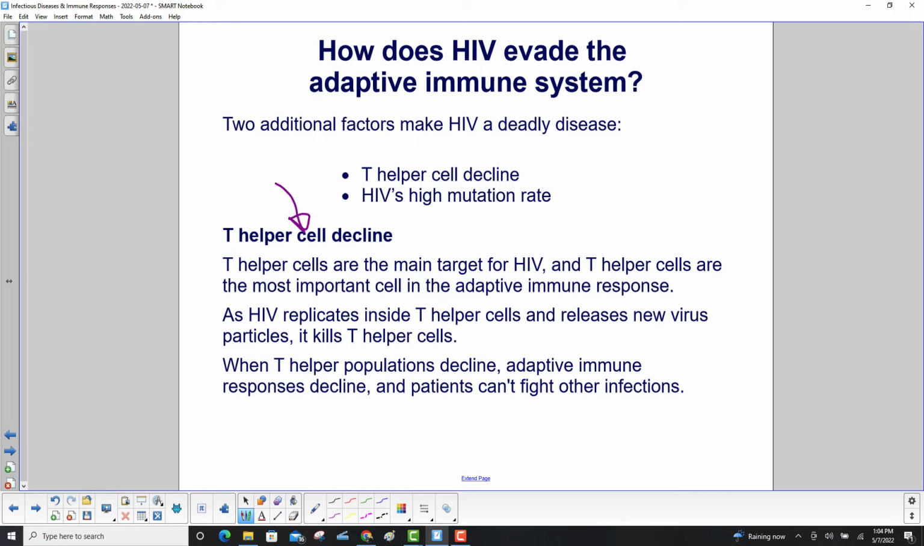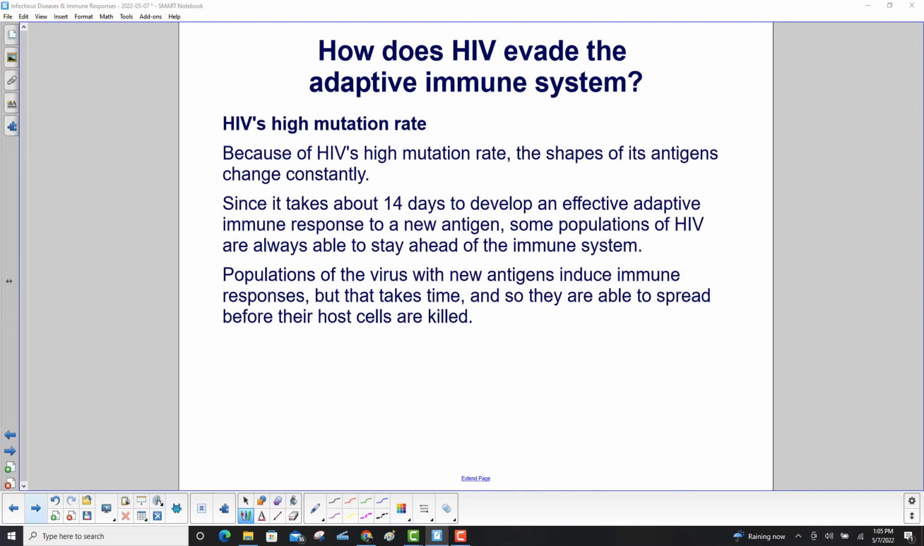When T helper populations decline, adaptive immune responses decline, and patients can't fight other infections. So there'll be other infections that normally the body could take care of. It won't be able to, and that can make people very sick and even kill them.